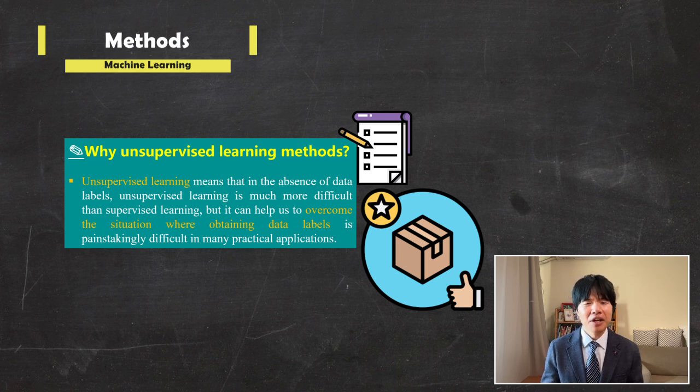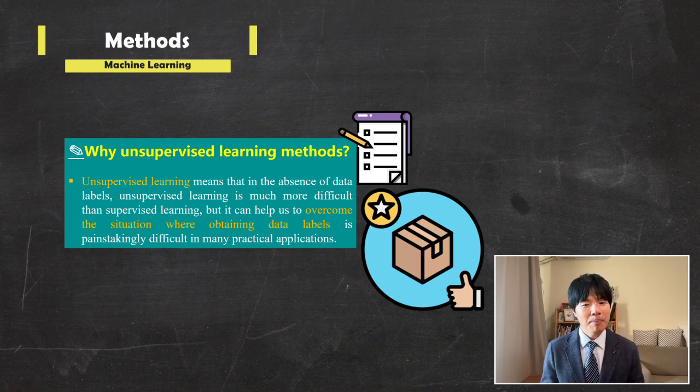For example, when recommending new products based on the customer's purchase history, we can't manually create answers. In such cases, we use unsupervised learning to generate models. Unsupervised learning involves no data labels, and it's much more challenging than supervised learning. However, it helps us overcome the difficulty of obtaining labeled data in many practical applications.